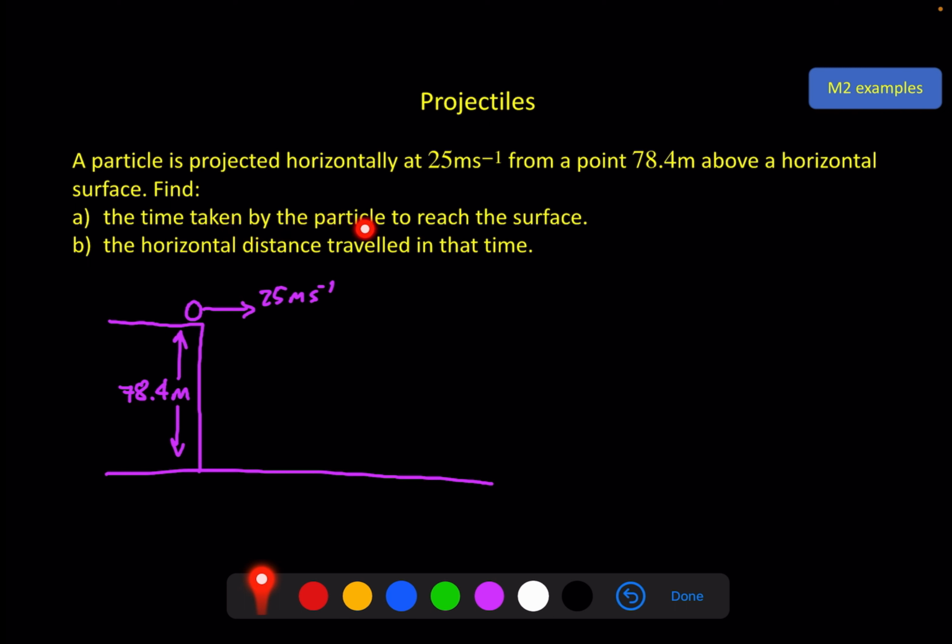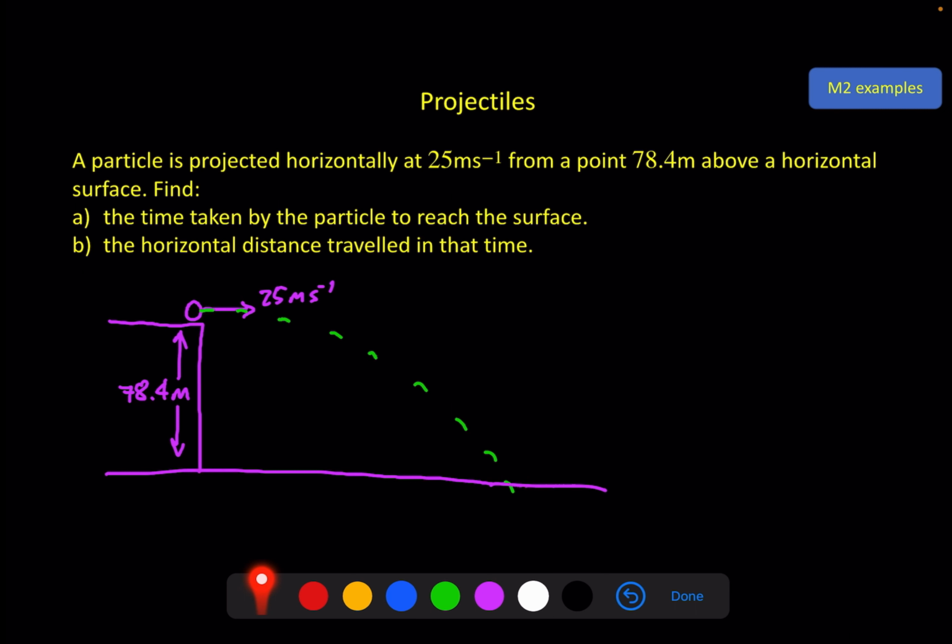Find the time taken by the particle to reach the surface. So once it's projected off of here, it's going to follow a parabolic trajectory like this, come down and hit the ground somewhere down here. And the time that takes, although it might be unintuitive to you, the time that takes is completely independent of this speed here. It does not matter what this speed is. The time it takes to go from here to hit the horizontal ground is all about how quickly it drops.